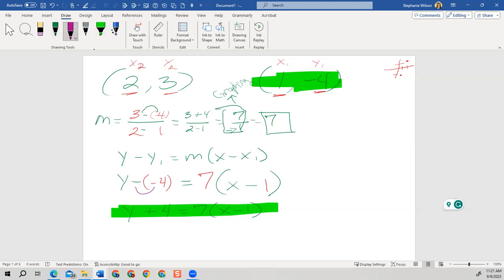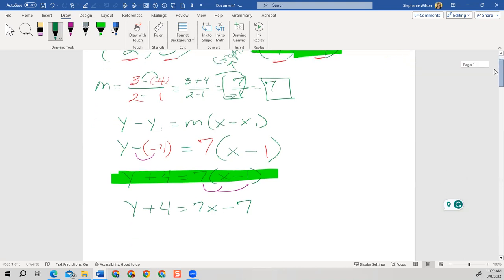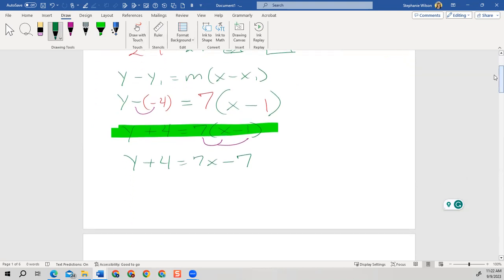What I'm going to do is distribute this positive 7 to everything in that parentheses. So 7 times x, 7 times negative 1. Let me scroll down just a little bit. Now I'm going to solve for y. So I'm going to have to subtract this 4 from both sides since it's positive. We want it to go to 0 here.